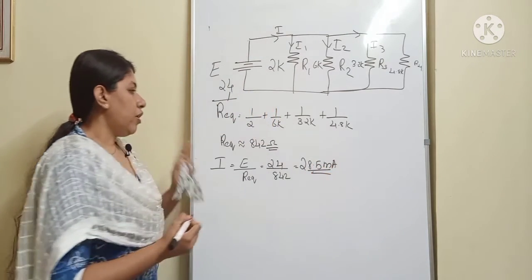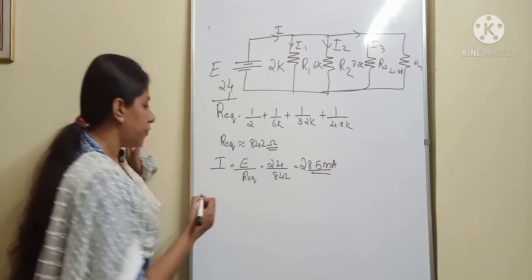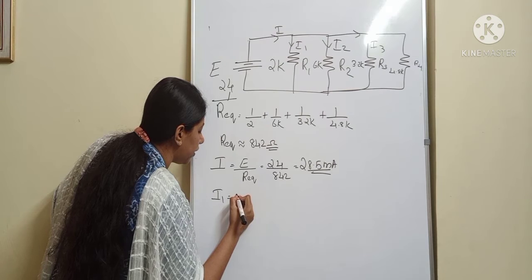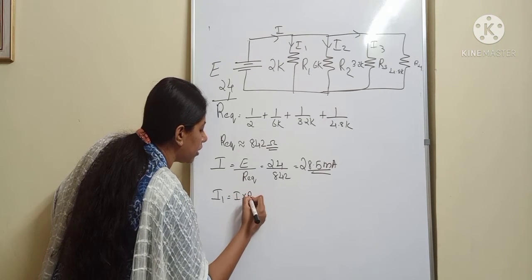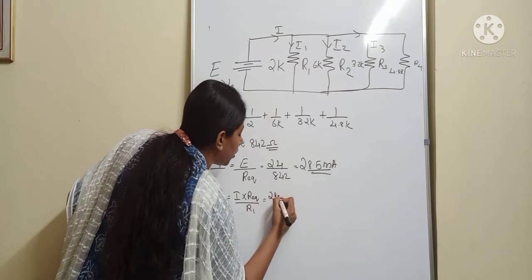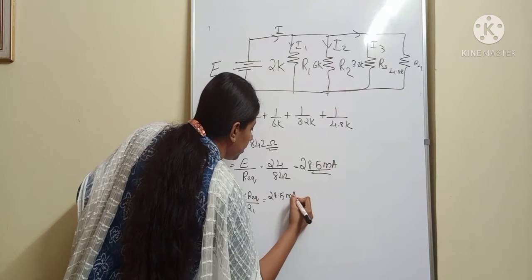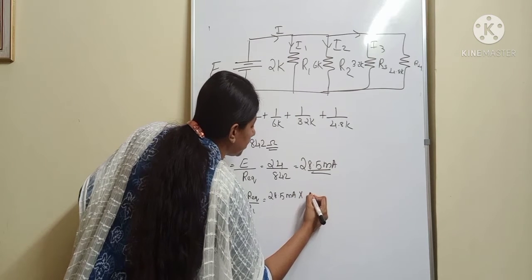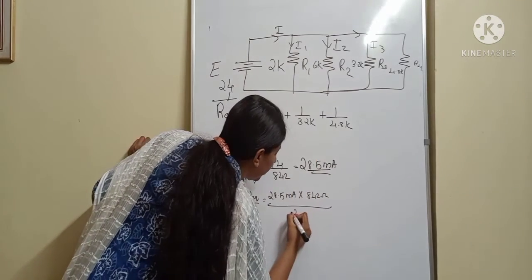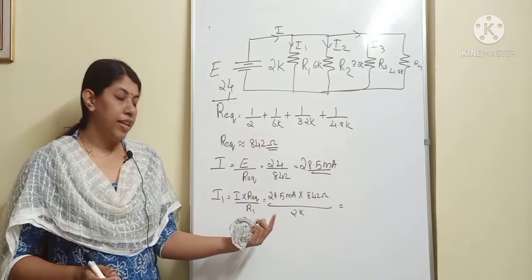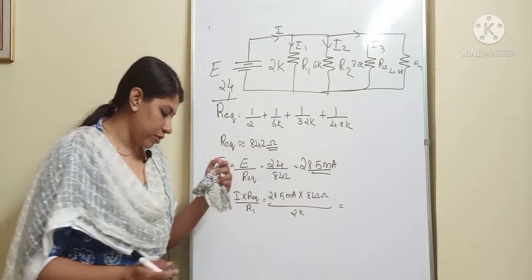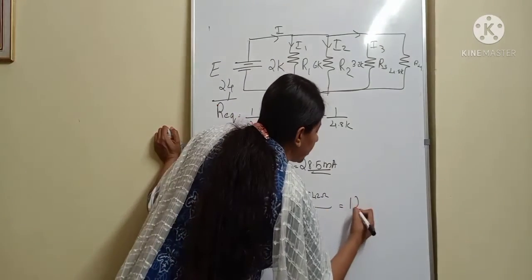Okay, now if you apply the current divider, I1 will be what? I1 is equal to I into R equivalent divided by R1, and this will be 28.5 milliampere into the value of the equivalent resistance, which is 842 ohm, and the value of R1 will be 2 kilo ohm. And now if you calculate this in the calculator, you will get the value as approximately equal to 12 milliampere.